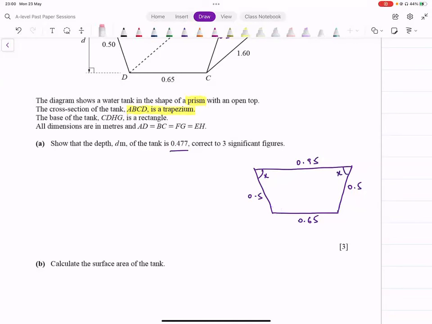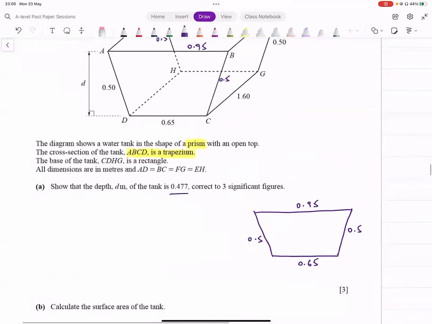Okay. Now, how does that help? Basically, अब यहाँ पे क्या कर सकते हो? You can actually draw a vertical line here like this, and that would be D. ये आपको figure out करना है. And you've got a right angle triangle here, in which this is 0.5.